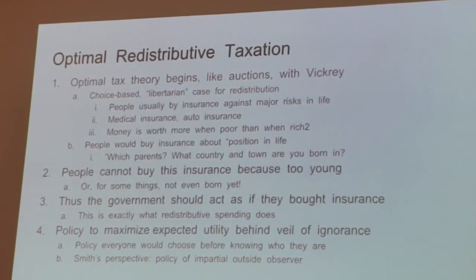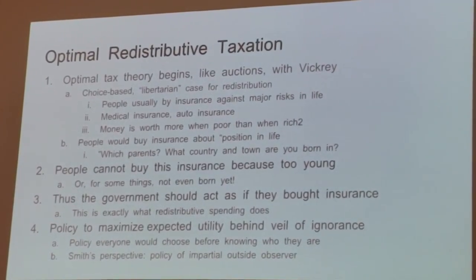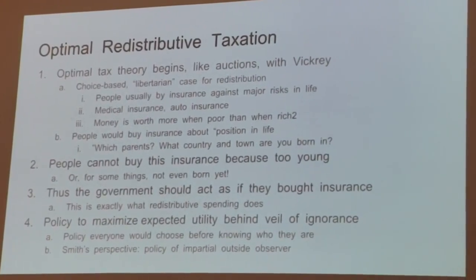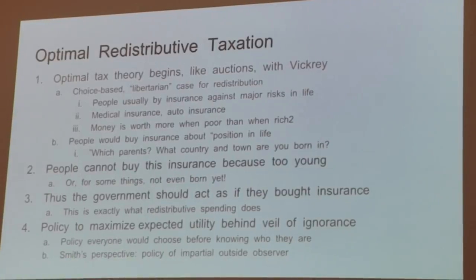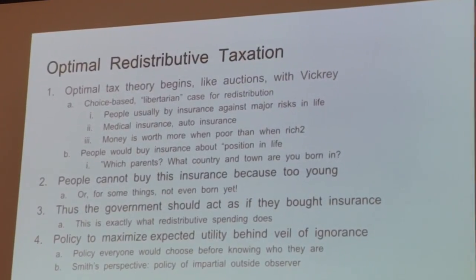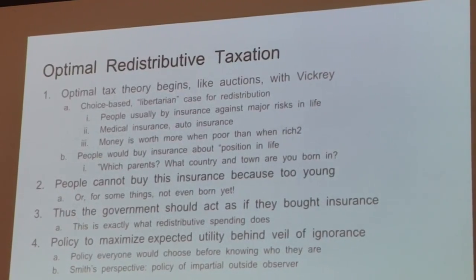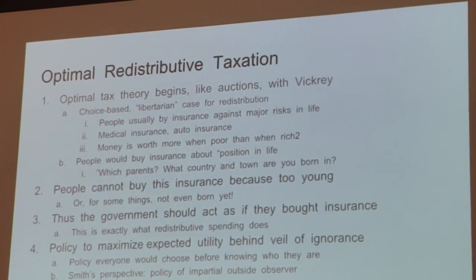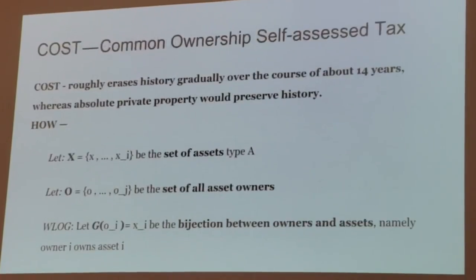But if the government could act as though it bought insurance against, for example, being born into a less wealthy family or into different circumstances you can't do anything about, redistributed spending achieves this. The idea is to maximize expected utility behind the veil of ignorance. So if an impartial outsider were making the policy, there are ways to prove this is an optimal way to maximize expected utility, and it has rough implications.